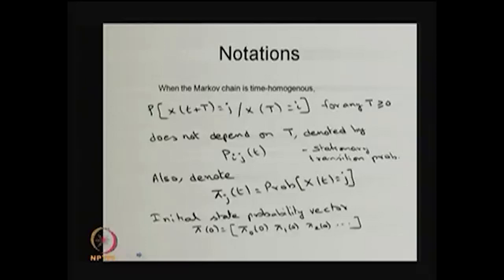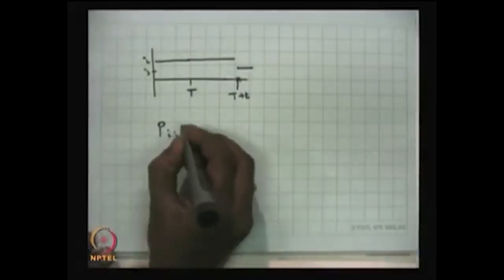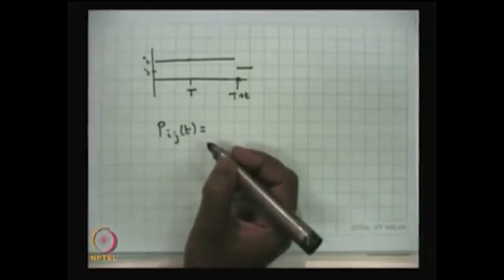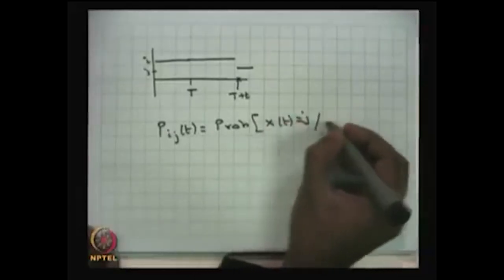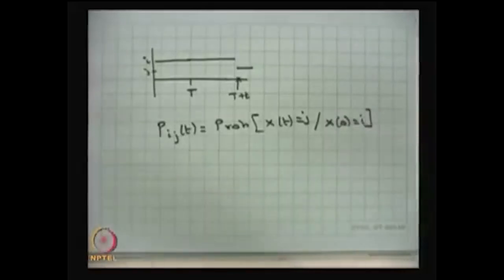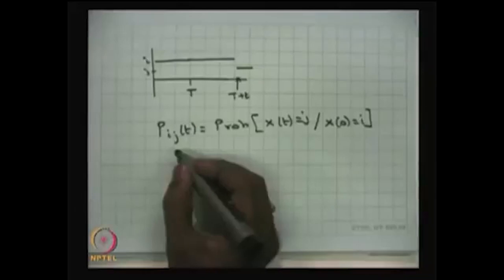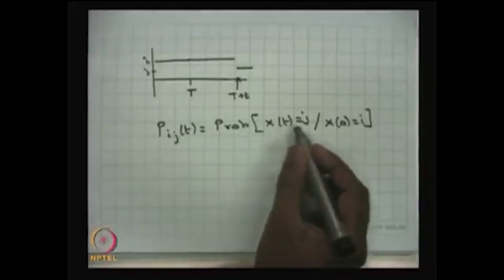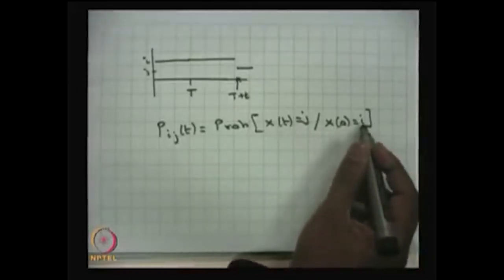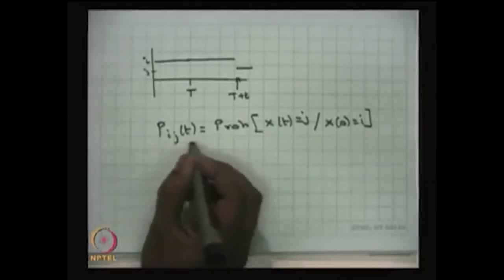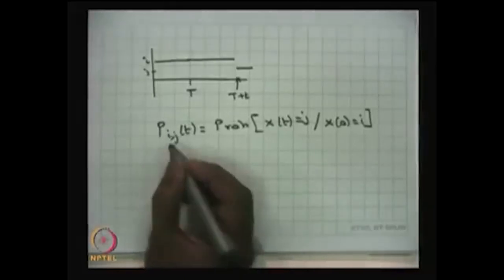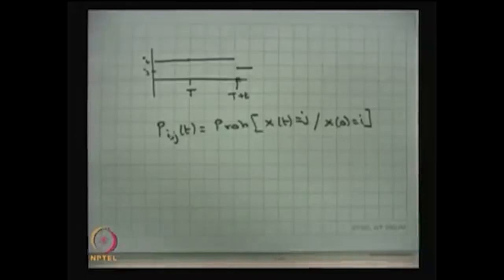So, the same thing can be written as P_ij(t). This is a notation. What is the probability that the system will be in the state j, given that it was in the state i at time 0? Since it is valid for any interval from T to T plus t, it is independent of capital T. Therefore, I can represent this transition probability as the probability that the system is in the state j at time t, given that it was in the state i at time 0. This is denoted by P_ij(t). This notation you should remember: it is a transition probability with the two-letter suffix i, j, of t. It is also called a stationary transition probability. Stationary means it is time invariant; only the length of the interval matters.